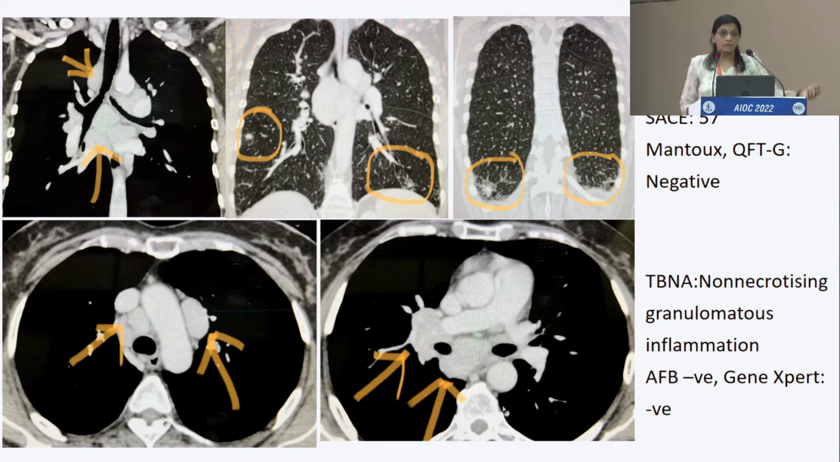So our probable working diagnosis was either a TB or a sarcoid, and we went ahead and did all the investigations. And what was surprising was the lymphocyte count was down. She had lymphopenia. Serum ACE was on the higher side of normal, but she was on ACE inhibitors. MANTOUX and quantiferon were negative, and TBNA showed non-necrotizing granulomatous inflammation, which was AFB negative as well as GeneXpert and PCR negative for mycobacteria. So everything fitted into sarcoid, and she was started on oral steroids.